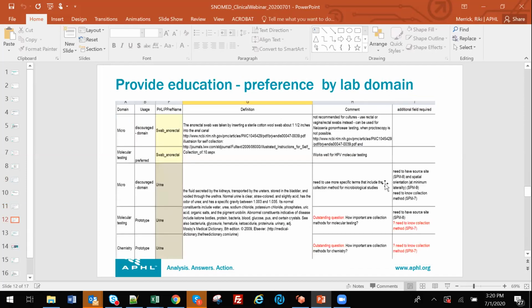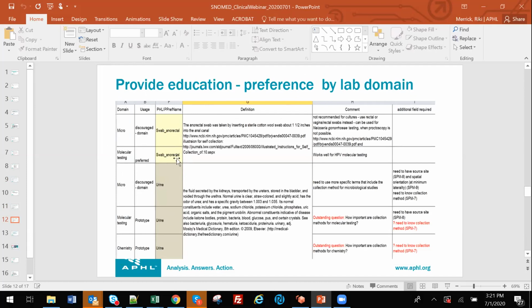And then this is the preference by lab domain. So we have a usage for each domain. For example, the anorectal swab is discouraged from the microbiology domain because you're going to have a lot of other stuff growing on it. So who knows what you're going to get.